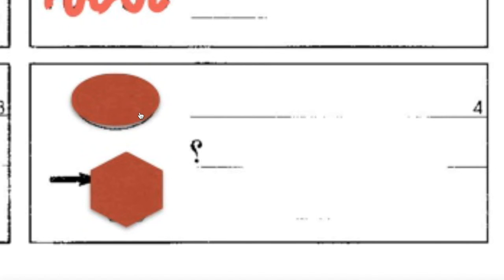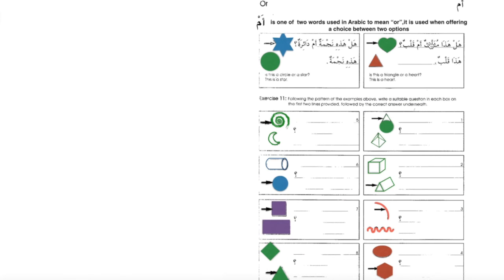So is this an oval or a hexagon? What will be your answer? It will be: this is a hexagon. Excellent. So that is your segment of practicing. When you have two things, if you want to say is this or that, you have to use this when you have an option between two objects.